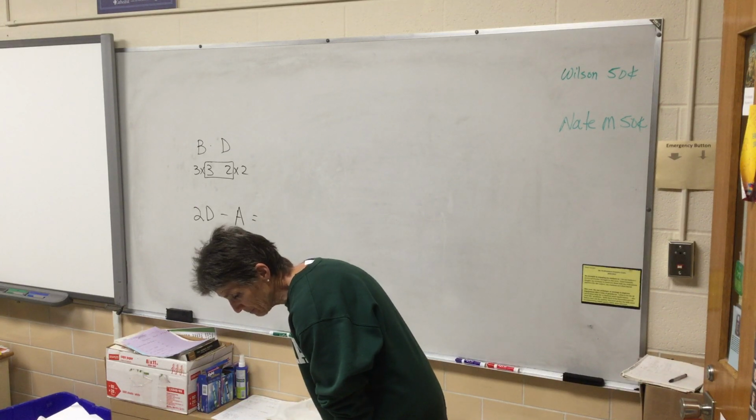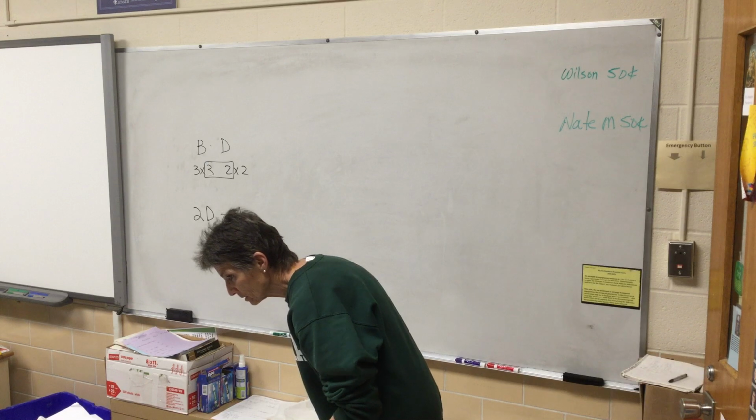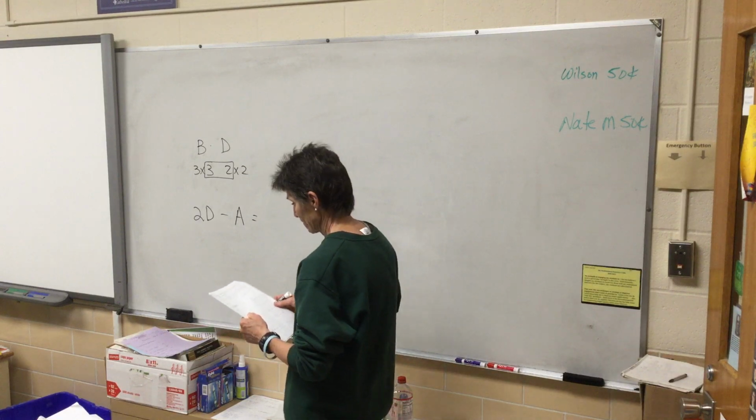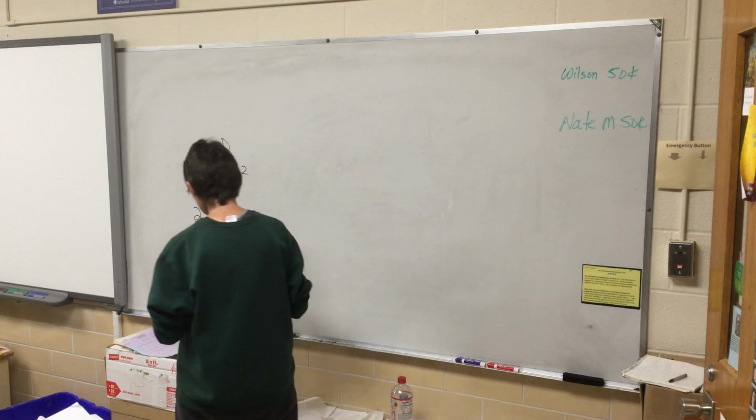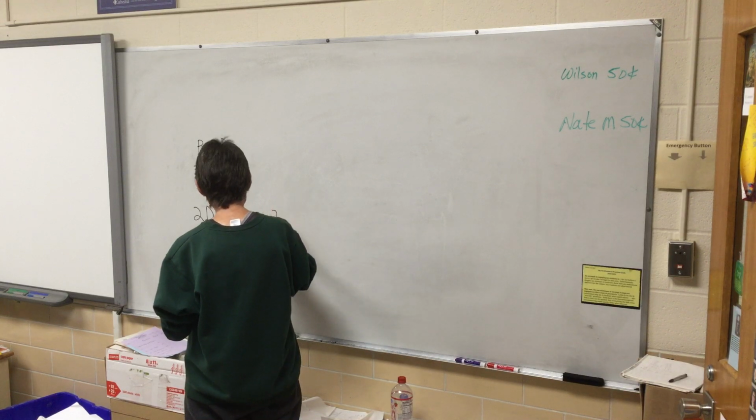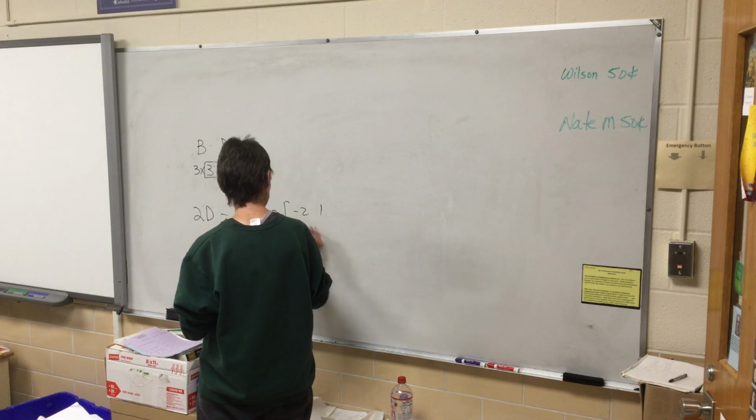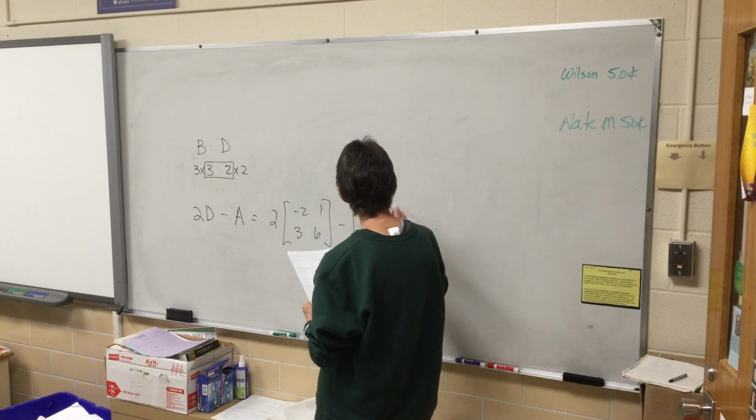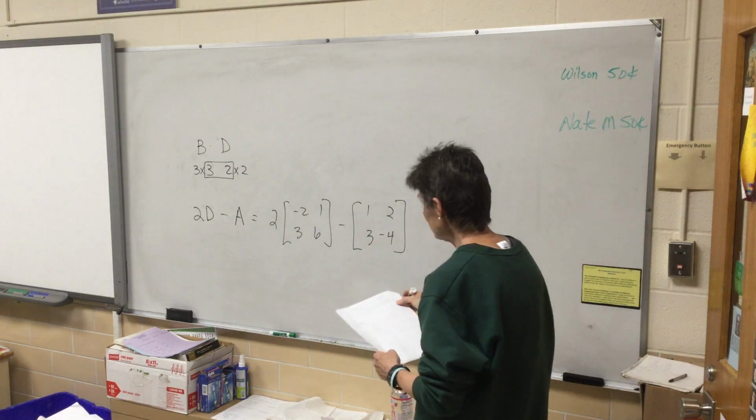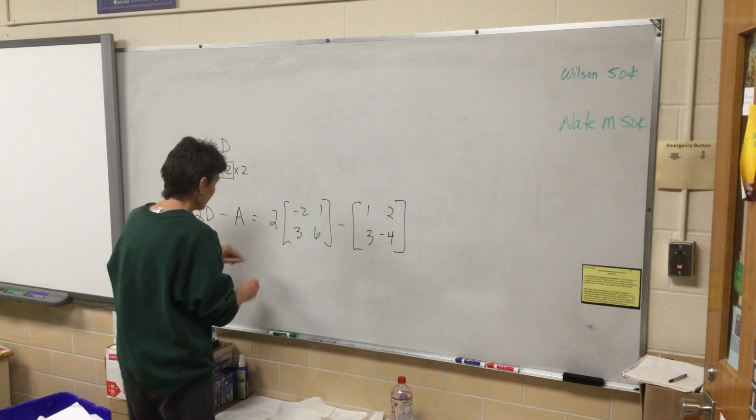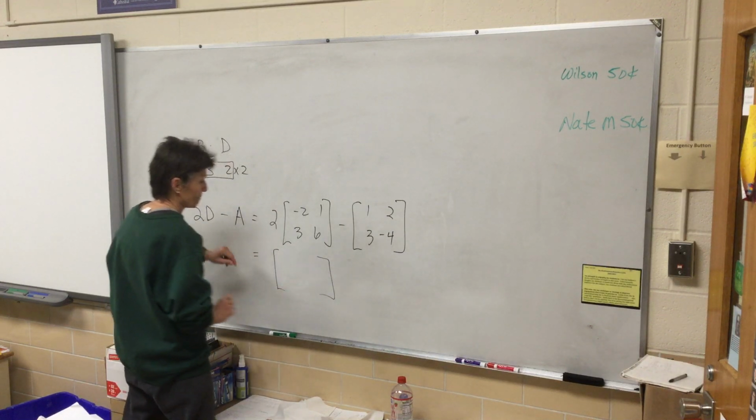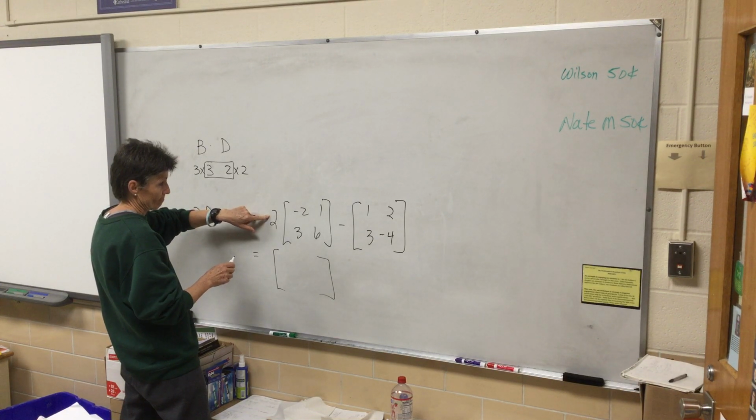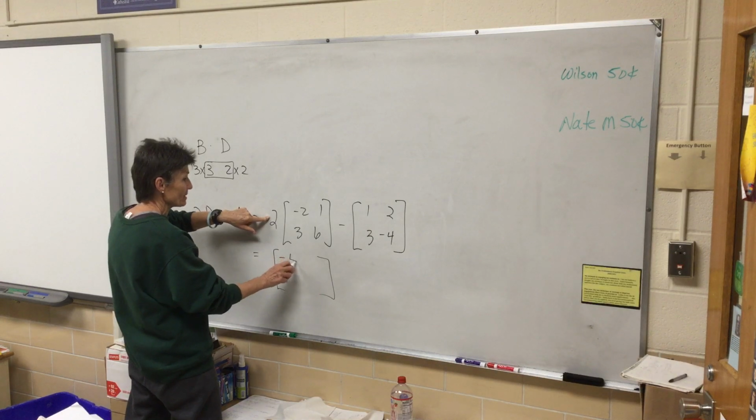All right, what about the F? Can I do 2D minus A? Is that a doable problem before I get it all written out? Yeah, because D and A are both the same size. So I'm going to take 2 times D, and I'm going to subtract A, and I'm very careful to have my matrices in the right order and copy them down correctly. So we already talked about this. How do I handle 2 times D? Well, I multiply everything by 2.